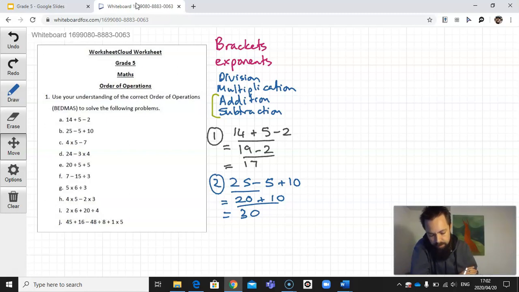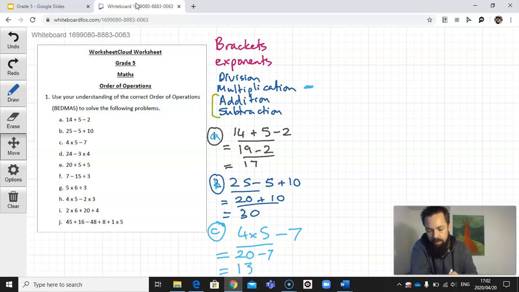Oh, I see I've numbered them. This should be A, B, and C. 4 times 5 minus 7. We start with multiplication because M up here comes before subtraction. So 4 times 5 is 20 minus 7 gives me 13. I'm going to carry on next to those up here with D.